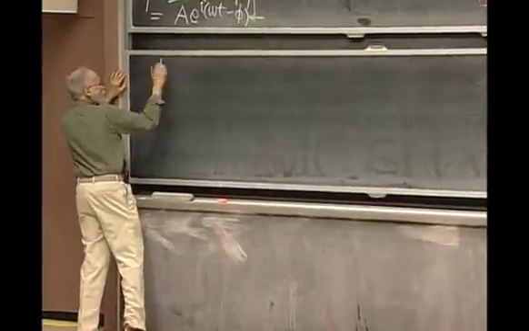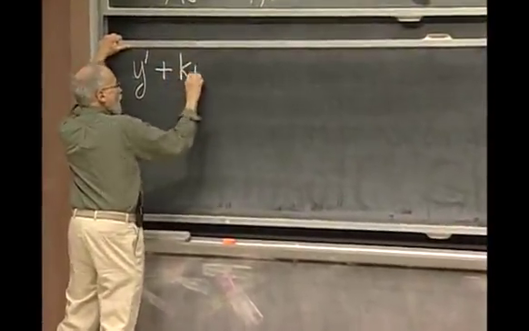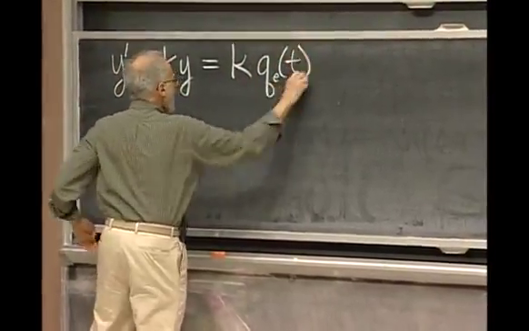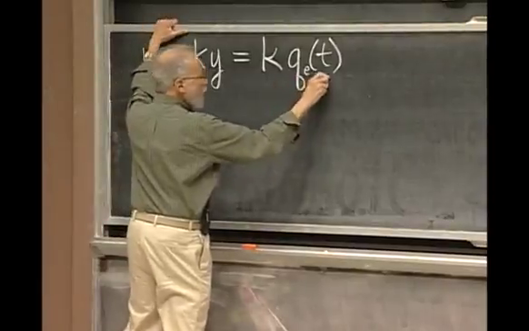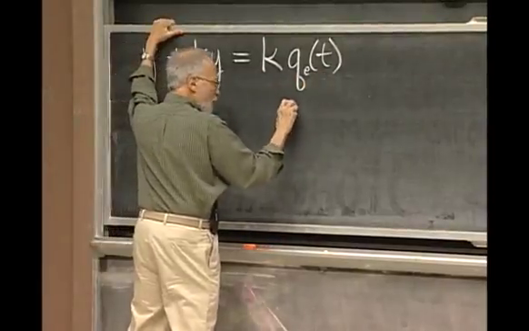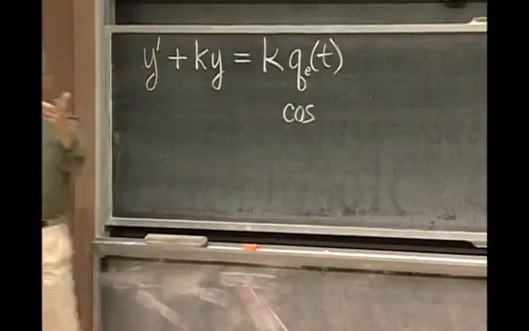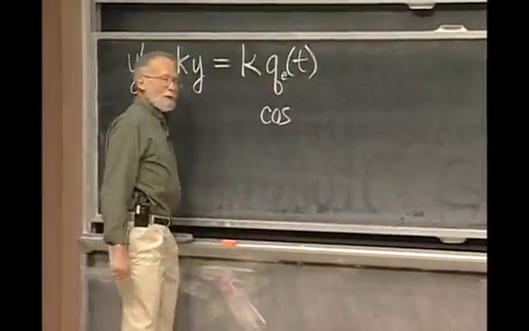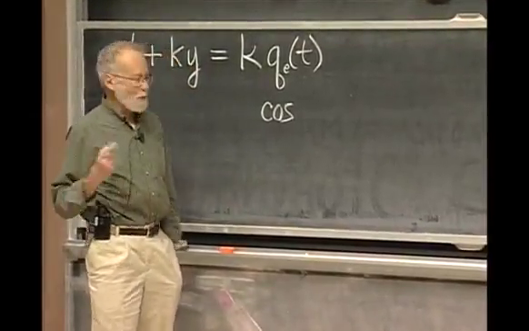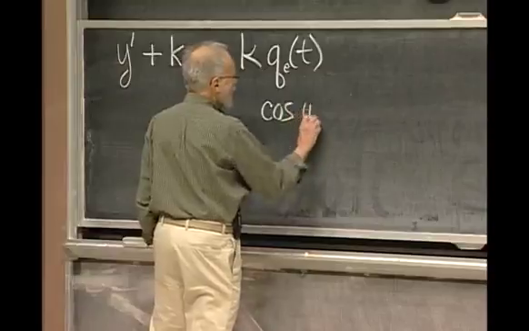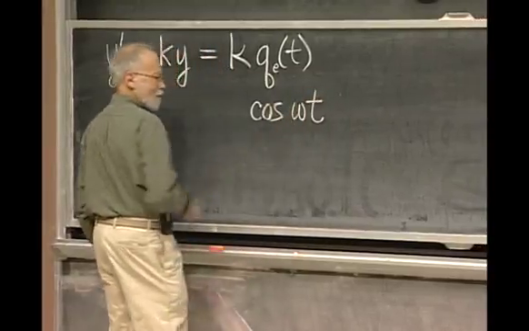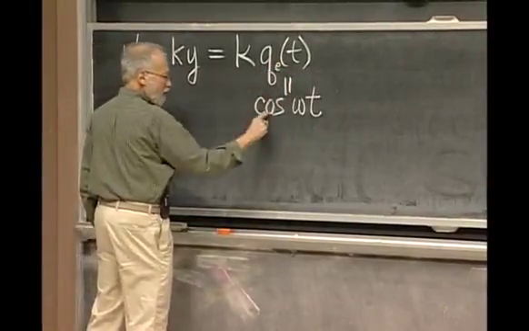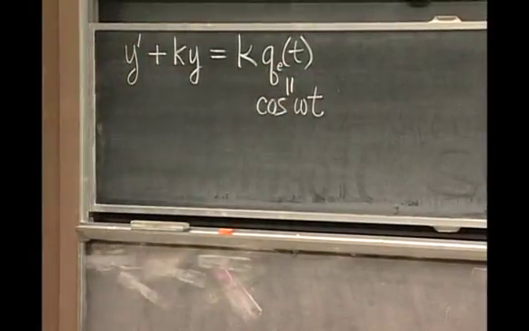So I'm going to take the equation in the form y prime plus ky equals k times q_e of t. And the input that I'm interested in is a simple one that you used on the visual, the one you got 2 points' worth of work for handing in today, cosine omega t. So the q_e is cosine omega t. That was the physical input.